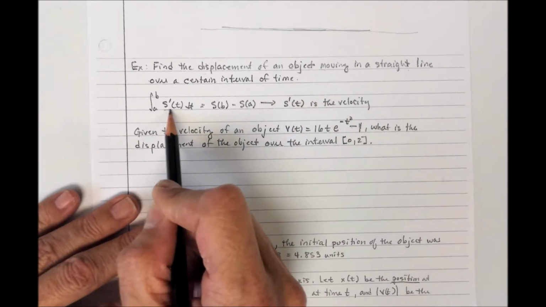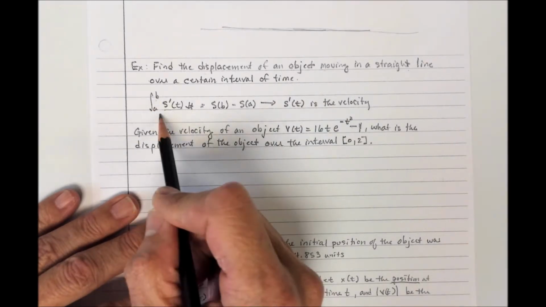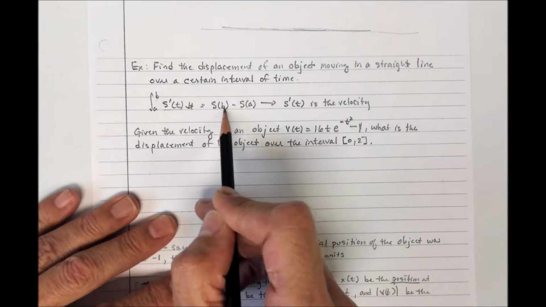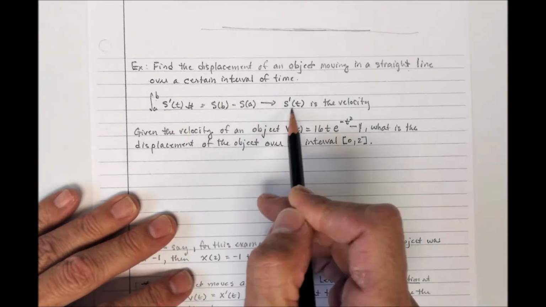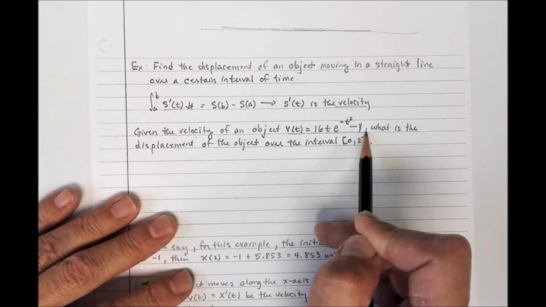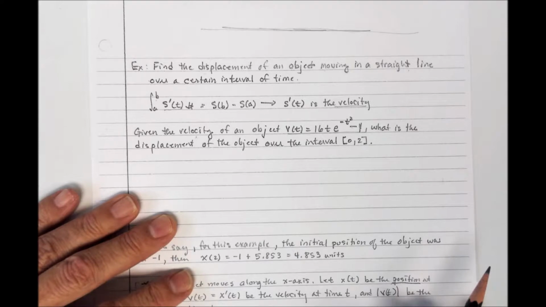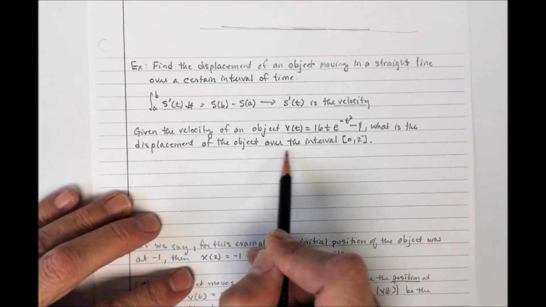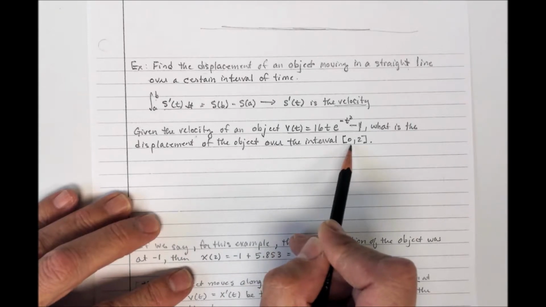Here's my rate. I integrate from a to b. That would be the times. That's the interval of time. And of course, that's s of b minus s of a, where s prime of t is the velocity. So if I have the velocity, if I have the rate, in this case 16t e to the opposite of t squared minus 1, what is the displacement of the object over the interval from 0 to 2?